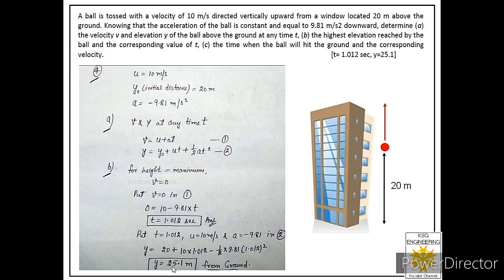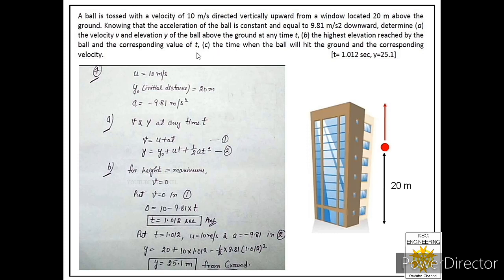So this value we have measured from the ground. This value tells us that the maximum height attained by the ball from the ground is 25.1 meters, because we have added the initial distance also in this equation. So we have calculated B part also.